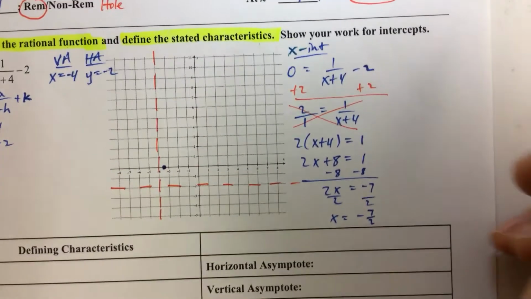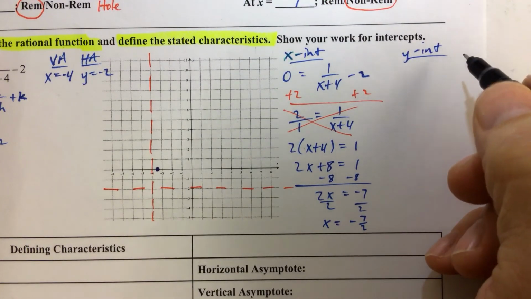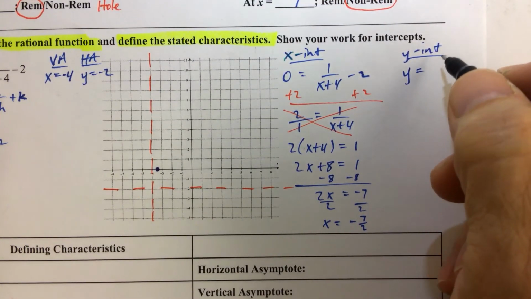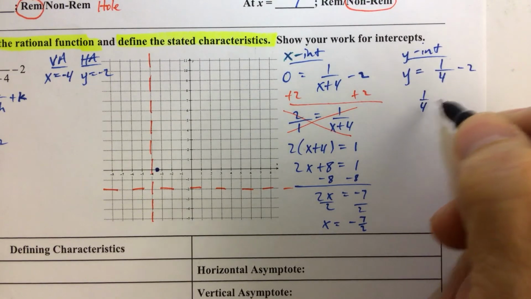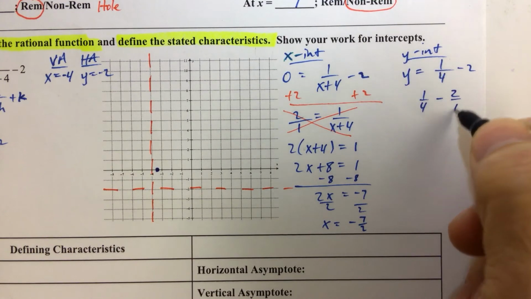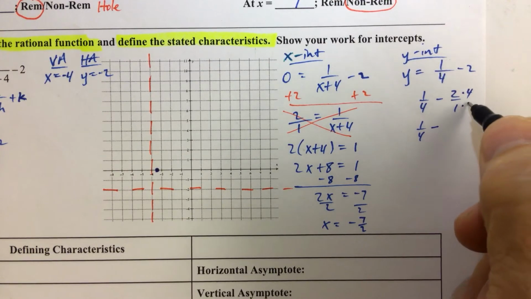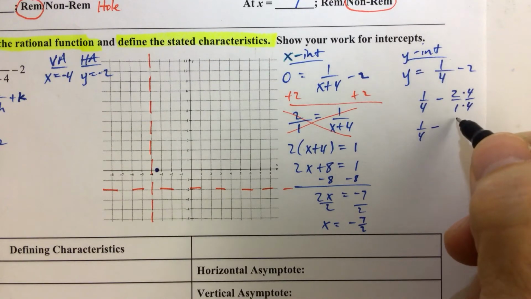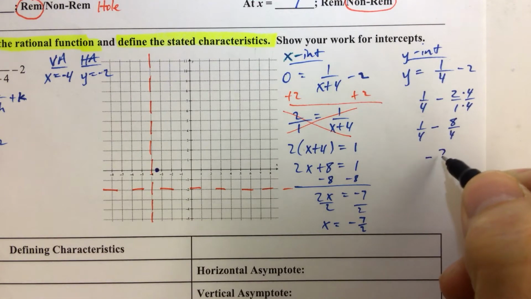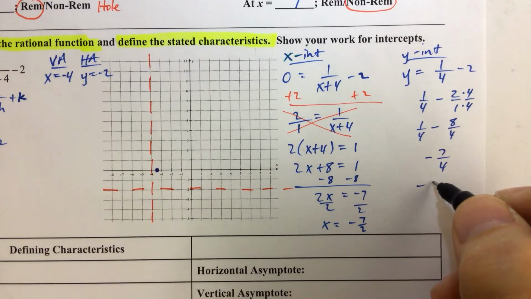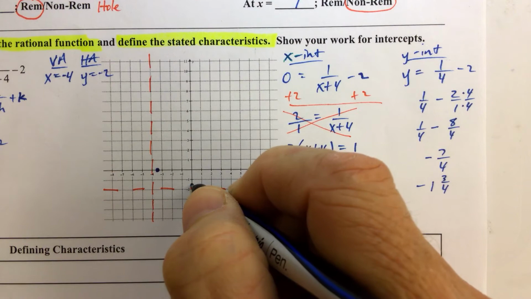But then the y-intercept, we know that to be when x is equal to 0. So we solve for y equals 1 over 0 plus 4, which is 4, minus 2. Well, we have two fractions, minus 2 over 1, and then we have to get a common denominator, right? So we multiply top and bottom of this second fraction by 4, and we get 8 over 4, and 1/4 minus 8/4 is -7/4. Well, -7/4 is -1 3/4. So -1 3/4 is right about there.